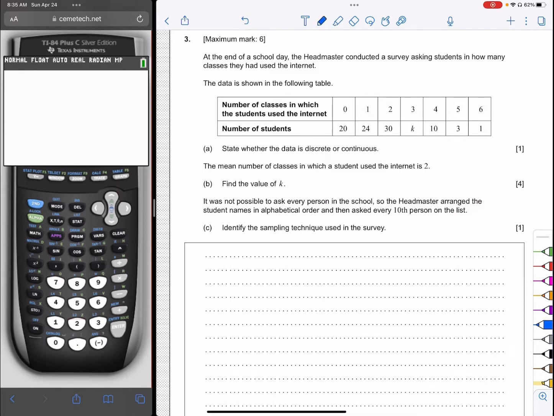So remember, discrete data is data that can only take on certain values. Continuous data is data that can take on any value within the given range of values that they are specifying. Because they are conducting a survey and having the students report how many classes, I already know that I can't have part of a class. I can have 0, 1, 2, 3, 4, whole numbers basically. So I know that A is going to be discrete.